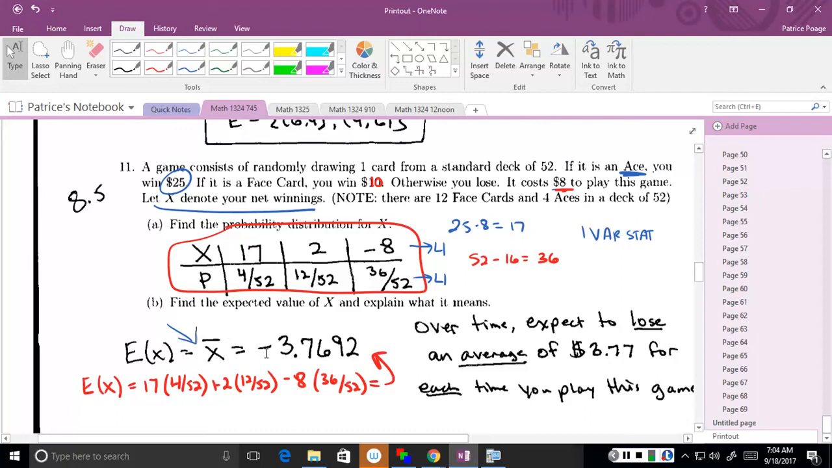And your average comes out to negative 3.7692. So what that means is over time, you could expect to lose, because it's a negative number, an average of, so this is an average. You're not literally going to lose $3.77. You're going to lose an average of that much for each time you play the game. So you don't expect to lose just that much. You expect to lose that much for every single time you play the game.